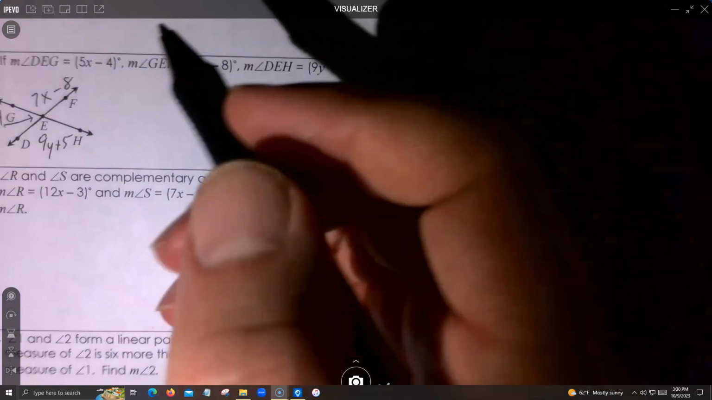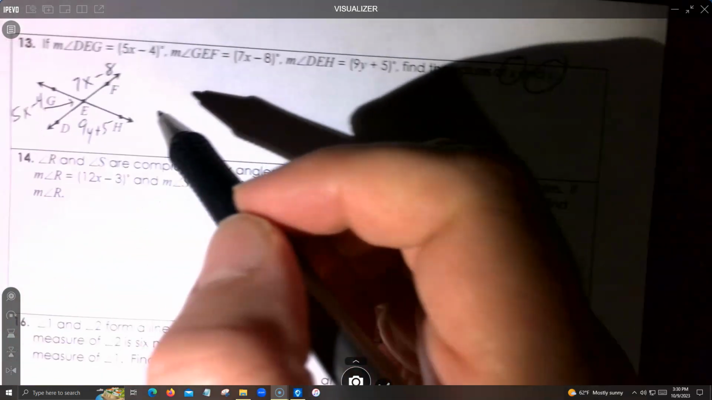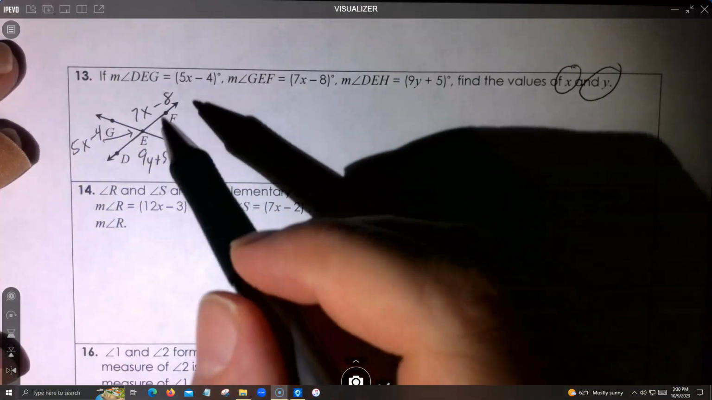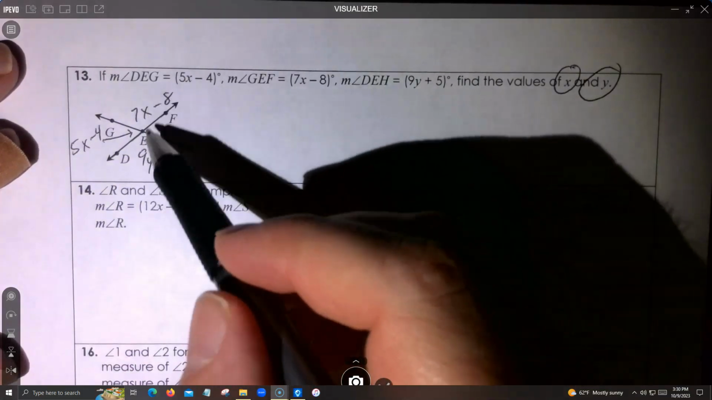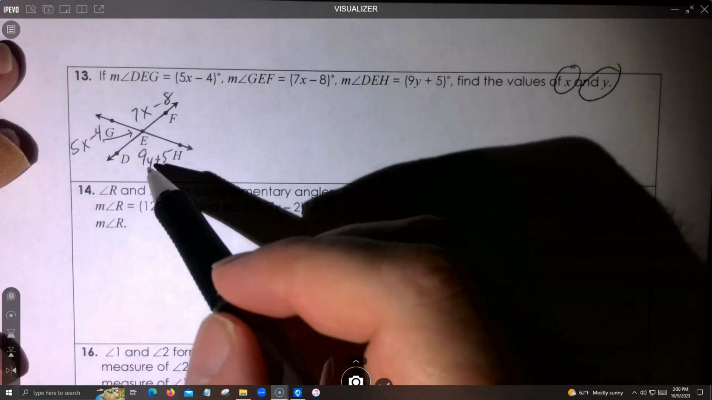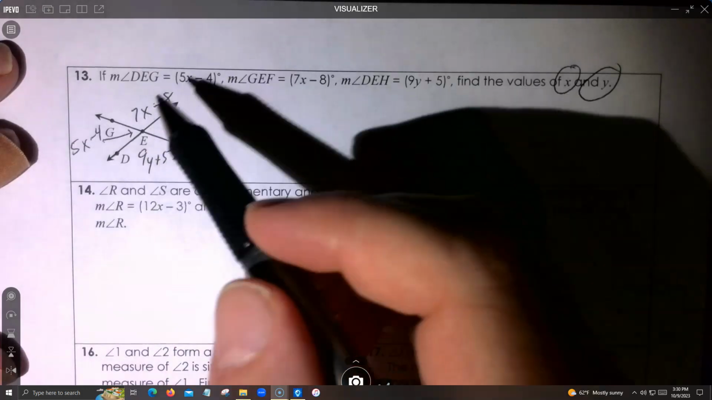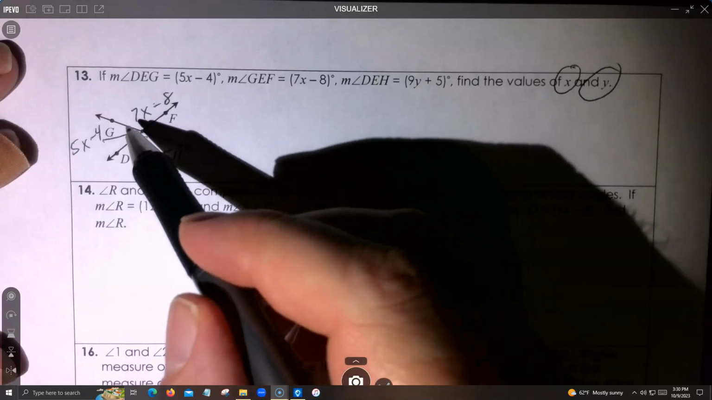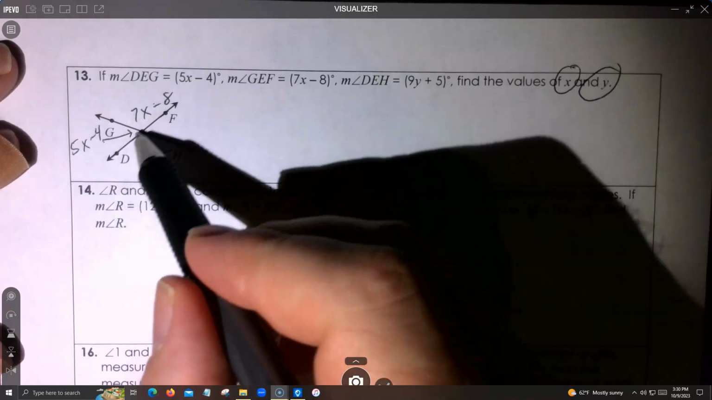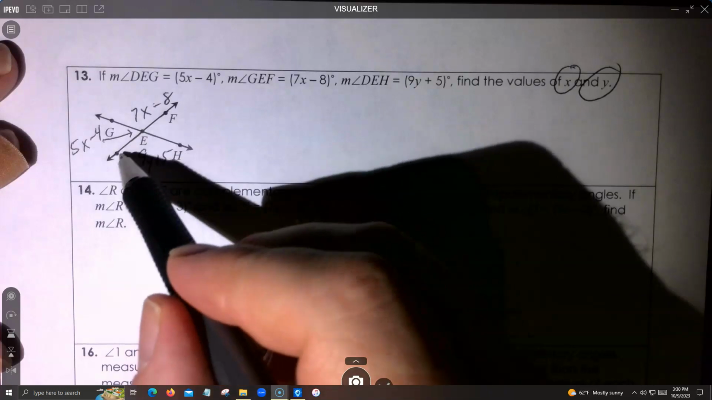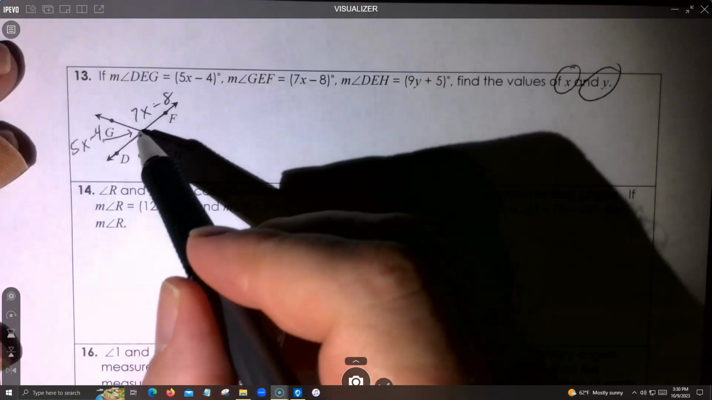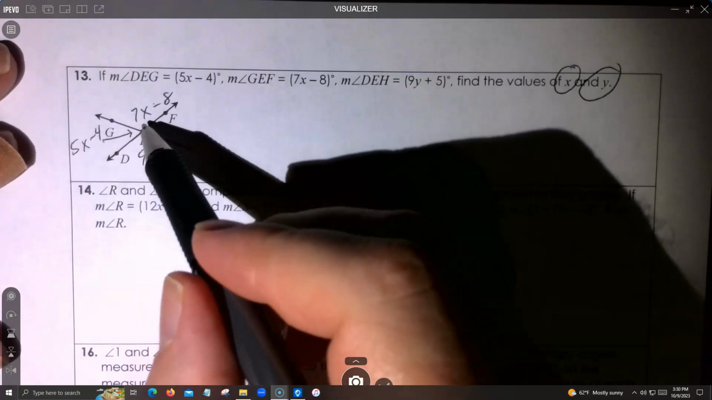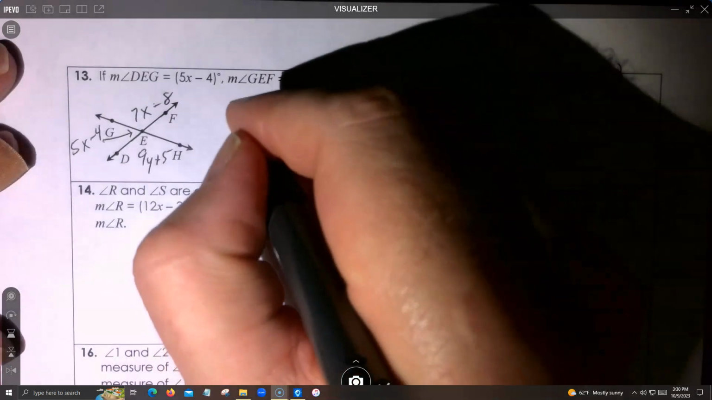All right, so what I've got going on here is that I can use the same letters and do an equation. I don't want to do verticals, which is what these two are, because this has y's and this has x's, and I don't want to mix variables when I'm trying to solve. So I'm going to use these two, and I know that these two are a linear pair, so they are supplementary, which means they add up to be 180. So I'm going to do that first.